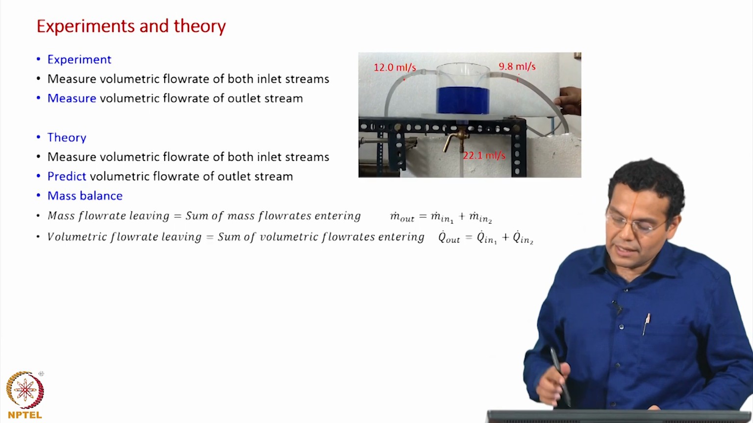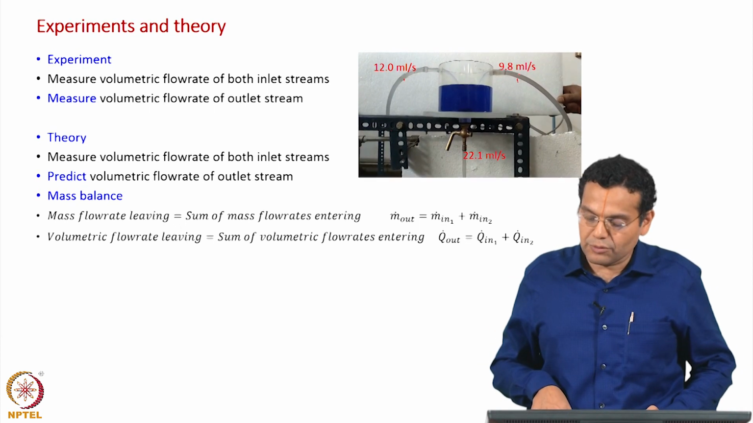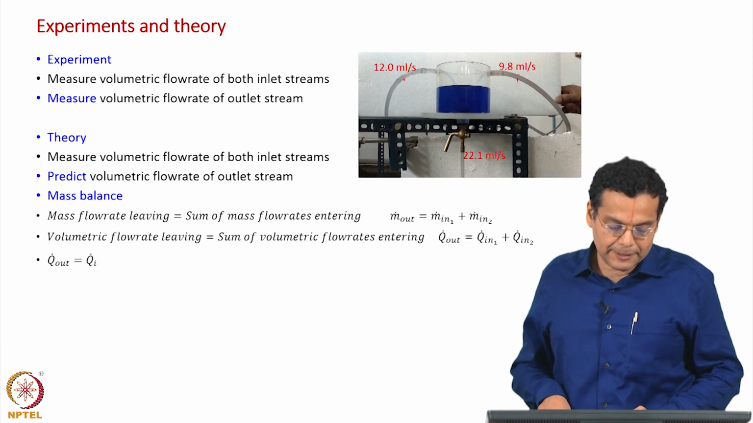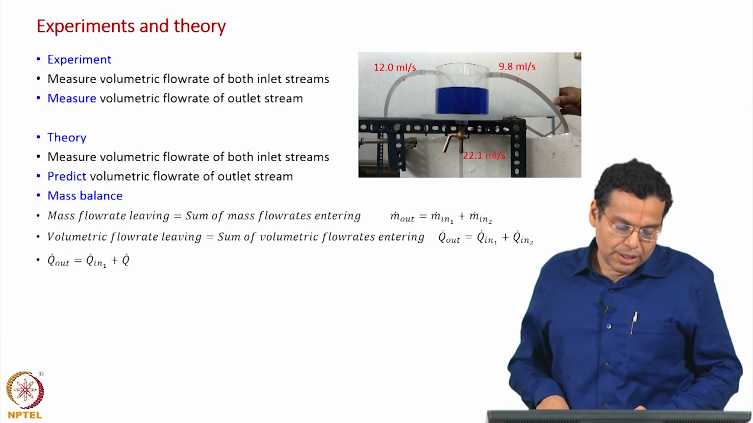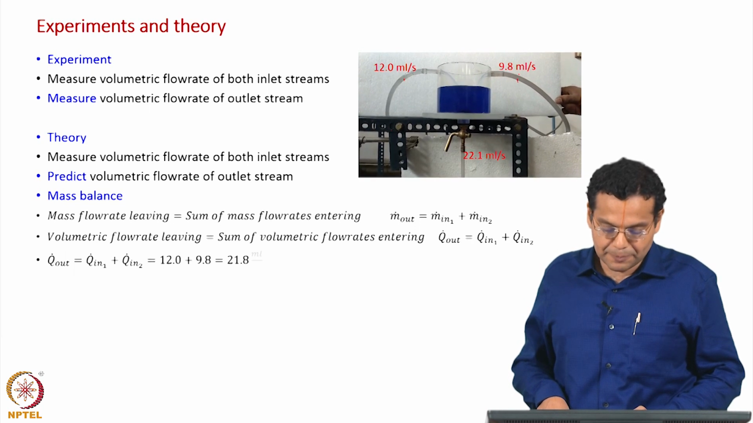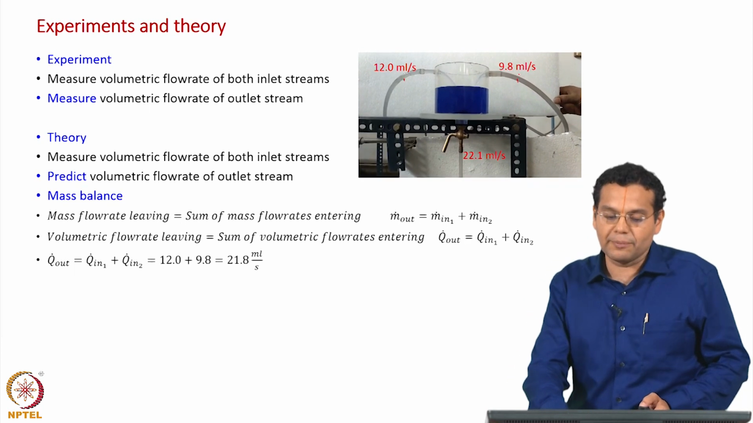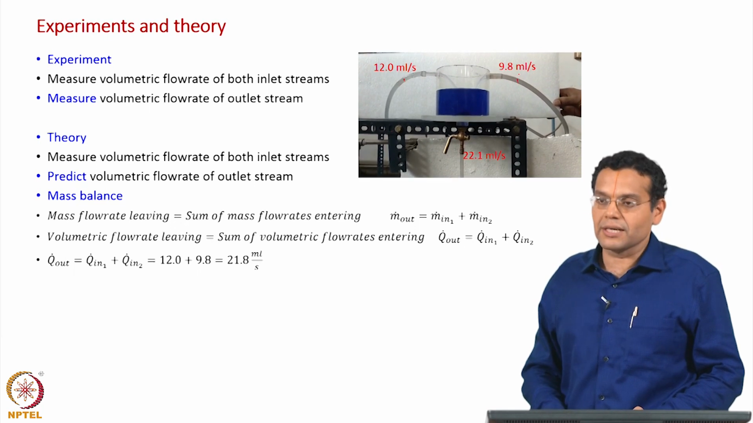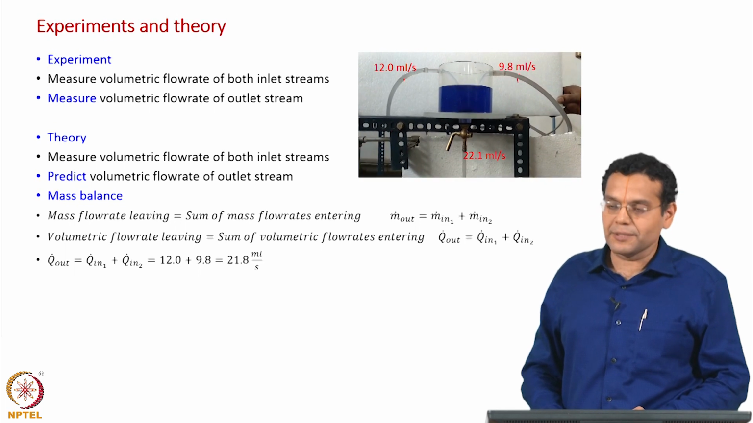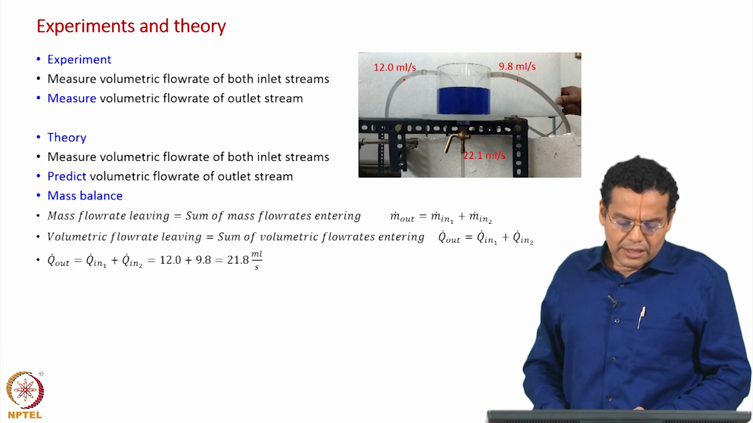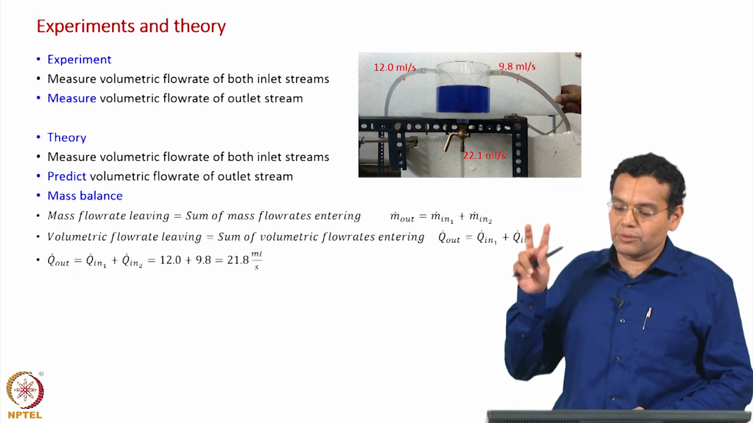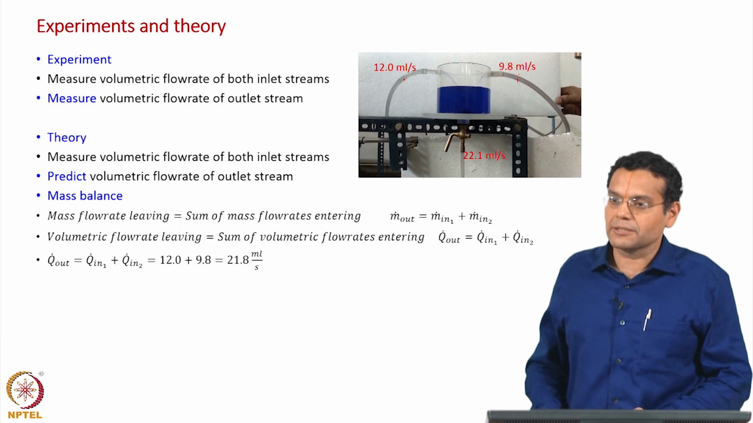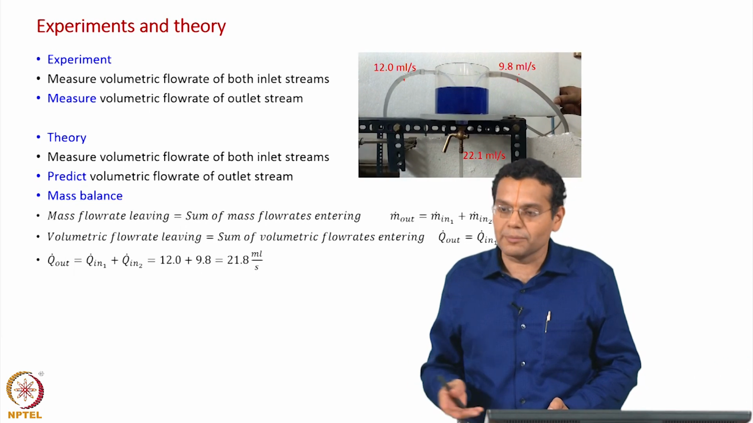Now, here I use the measured values of the volumetric flow rates of both the inlet streams and substitute in this equation to get the volumetric flow rate of the outlet stream. So, I substitute 12.0 and 9.8 and predict the value of volumetric flow rate of the outlet stream as 21.8 milliliters per second. So, in the second case we have made only 2 measurements and predicted the value of the outlet flow rate using a mass balance, which in this case becomes a volumetric balance.